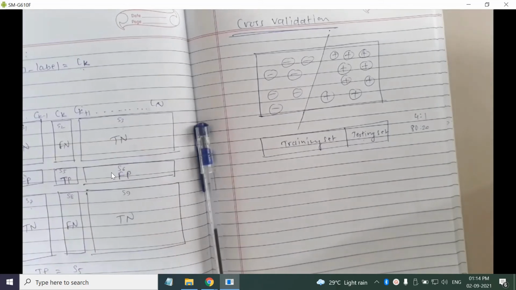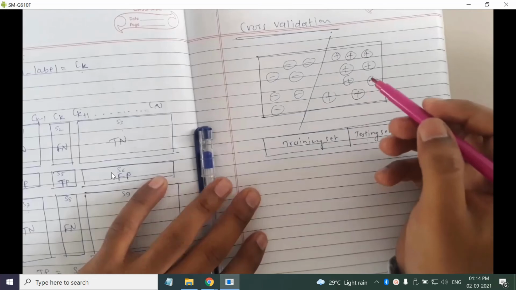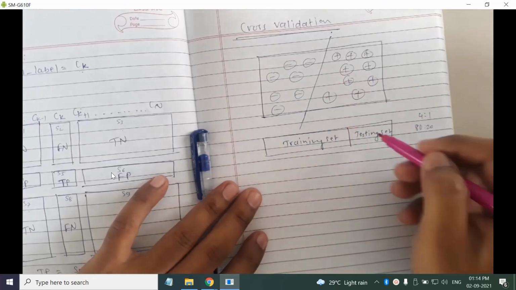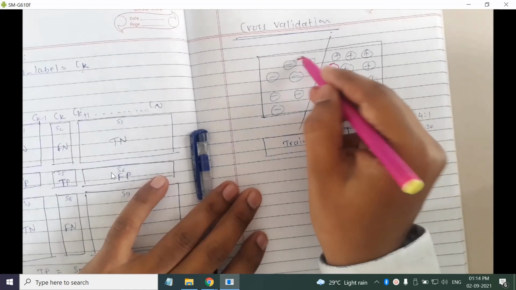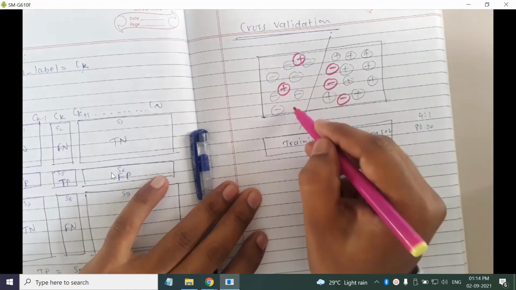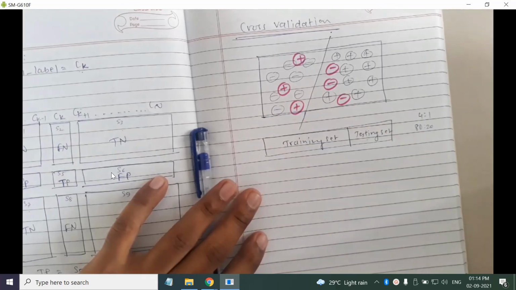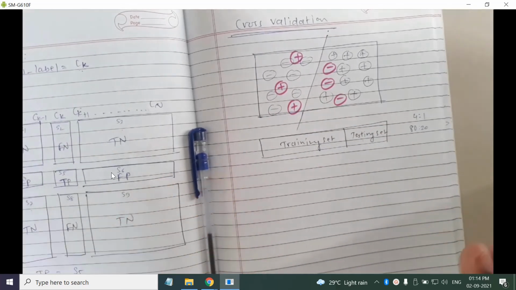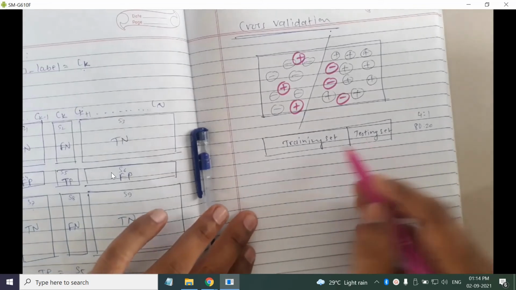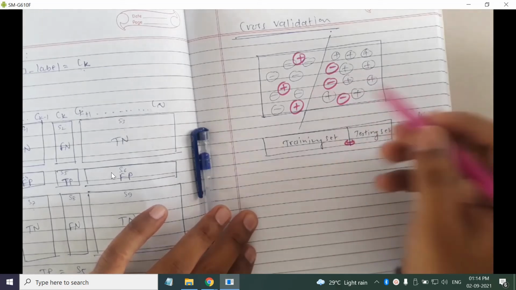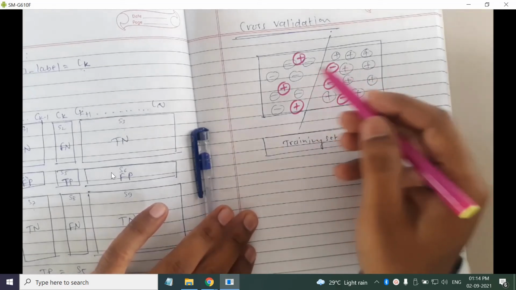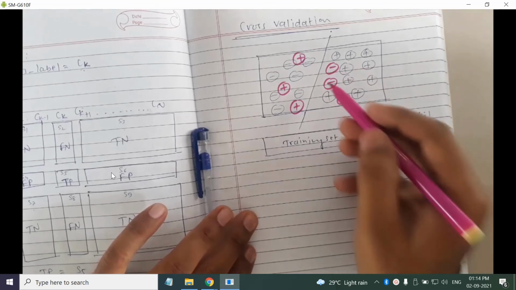I am representing the training set by this. I am considering the worst case. These two sets are disjoint sets. Now we have trained the model based on the training set represented by the blue pen. Testing sets are this one.